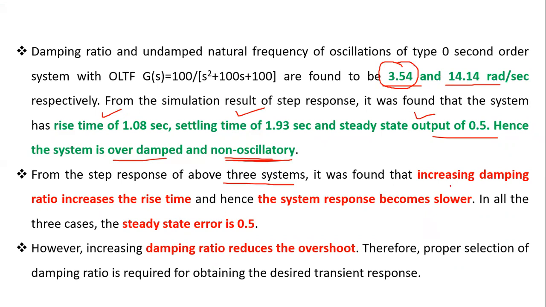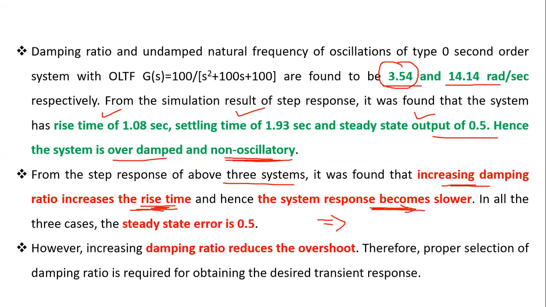then you can observe the damping ratio. What happens if we are increasing the damping ratio? If we increase the damping ratio, the rise time is increasing. The rise time is increasing means the system response becomes slower. Slowly it is responding. Slow in response, right? If we increase the damping ratio, the rise time is increasing, the system becomes slower, right?